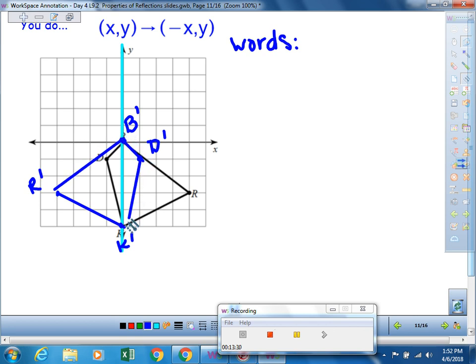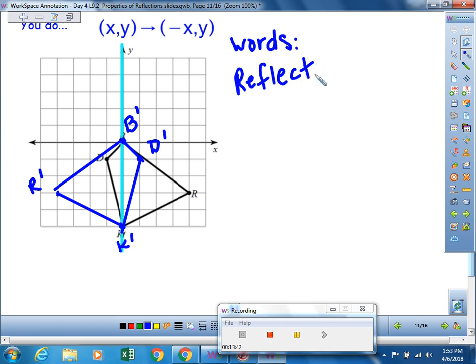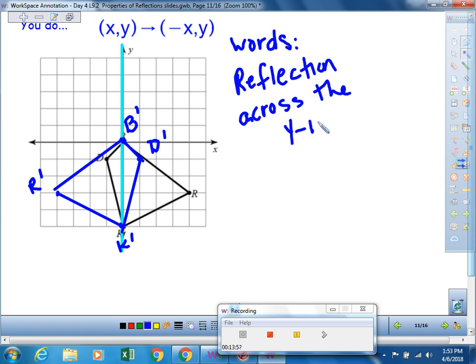Hayden? The rule in words is reflection across the y-axis. Kenny, do you have to put across the? Yes. All right, thank you.